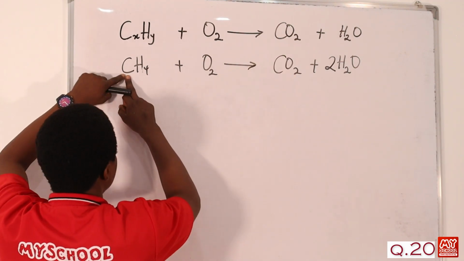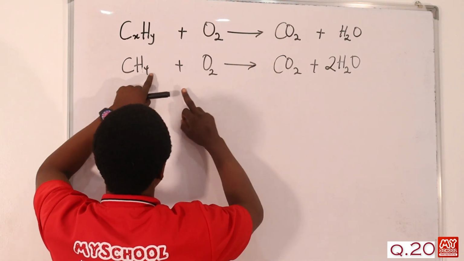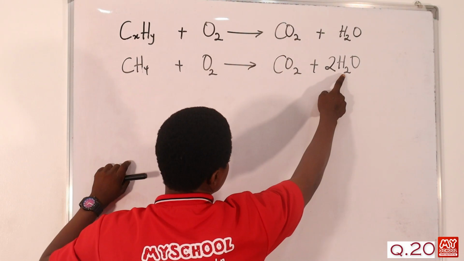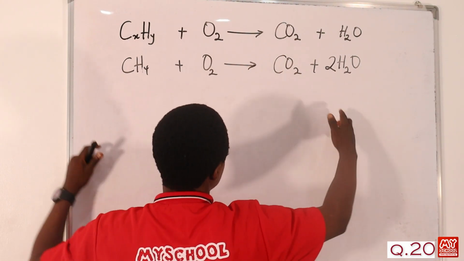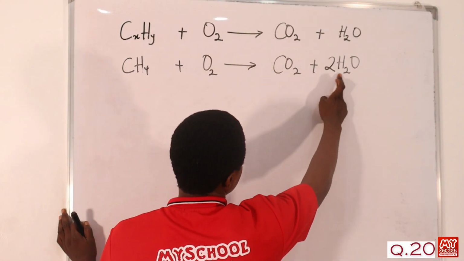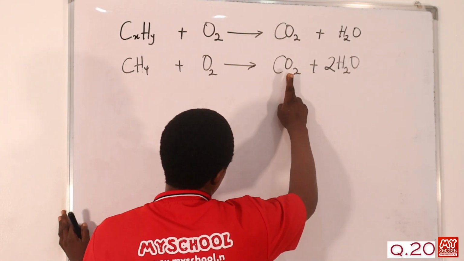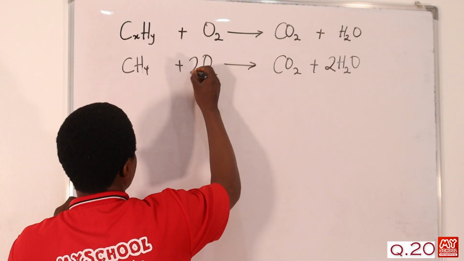So all the carbon we have here must be formed here. All the hydrogen we have here must be formed here. Hydrogen is 4 here and 2 here, so add 2 here to make 4. Now you just balance it up. Hydrogen is 4. Oxygen here is 2 plus 2, that is 4 oxygen, but you have 2 here. So if you put 2 here, you balance it up.